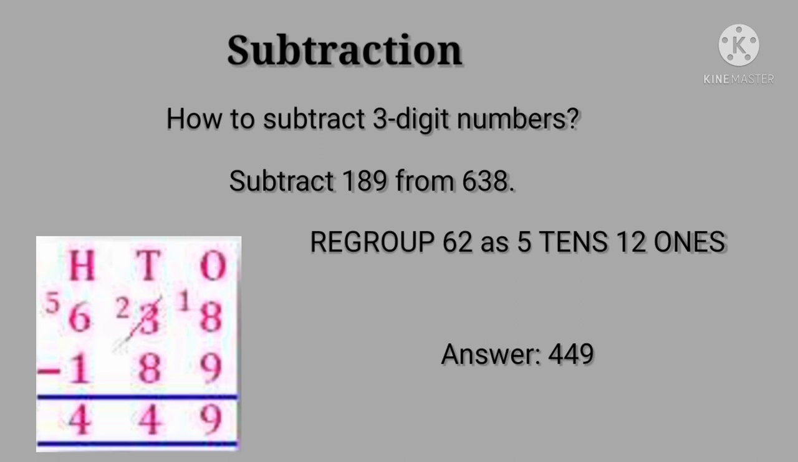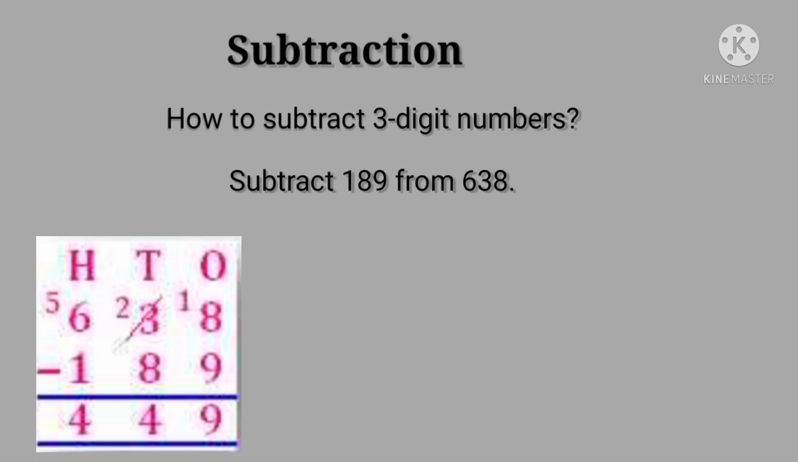So here first of all, 8 is smaller than 9, that's why borrow 10 from tens place, so that 3 becomes 2 and it will become 18. So 18 minus 9 is 9, and again 2 minus 8, so again we have to borrow from hundreds place, so it will become 12. So 12 minus 8, 4. So finally here in the place of 6, it will remain 5. So 5 minus 1, it is 4. That's why 449 is the difference of these two numbers.